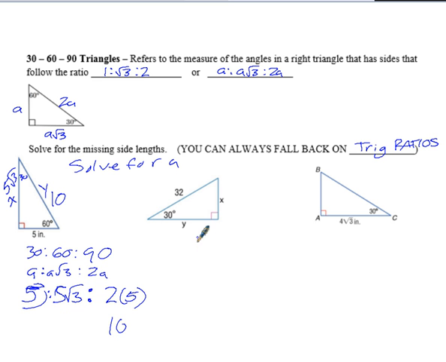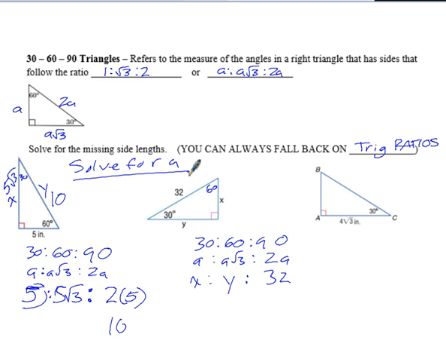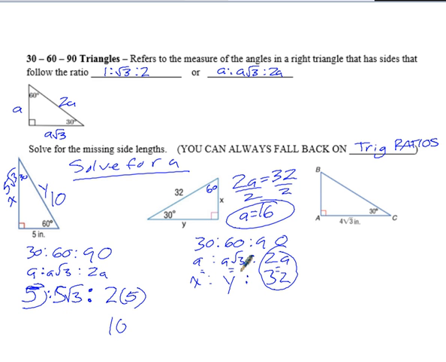This one here, kind of similar situation, 30, 60, 90. I'm going to say a, a square root of 3, 2a. What's opposite of 30? X. What's opposite of 60? Y. What's opposite of 90? 32. So we want to solve for a. So in this problem, 2a equals 32, because remember, these two things equal each other. So I divide both sides by 2, and I get that a is equal to 16. Now I just plug it in right here. So x would equal 16, and this side here would equal 16 times the square root of 3. And you can just leave it in radical form. You don't have to do the decimal stuff.